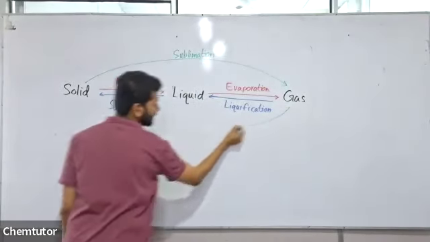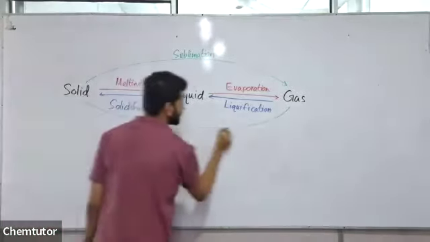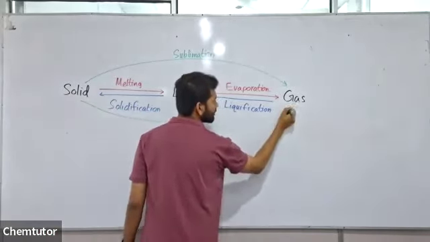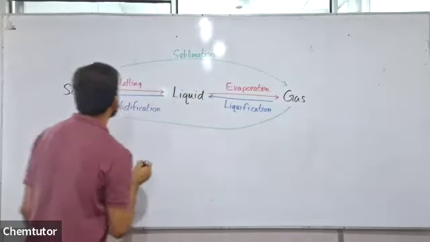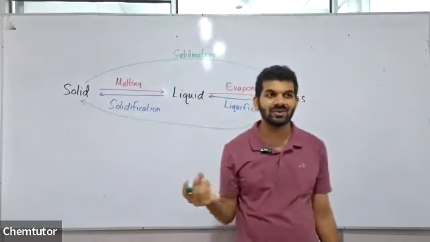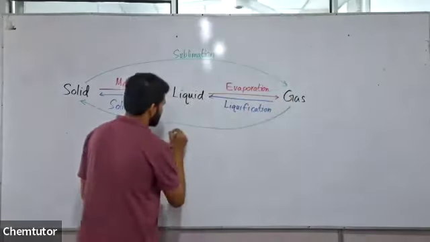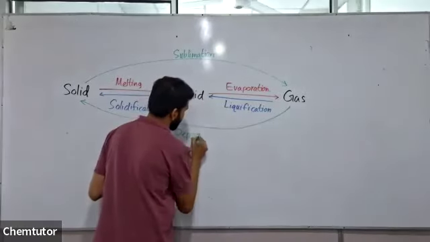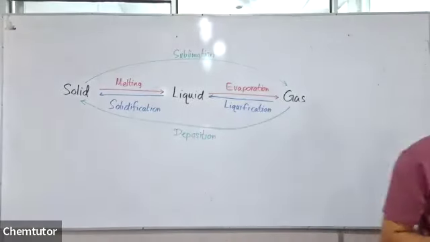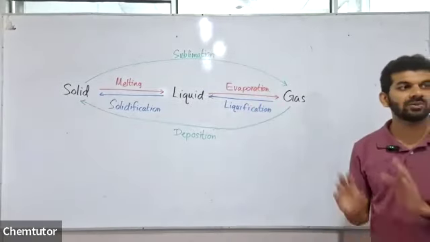And gases are converted into solids directly. What is that process called? Conversion of gases into solids is called deposition. Vapor deposition into solids. So these are the 6 main processes that you need to know. Is it clear? Now there are 2 processes called evaporation and vaporization. Those are 2 different things.